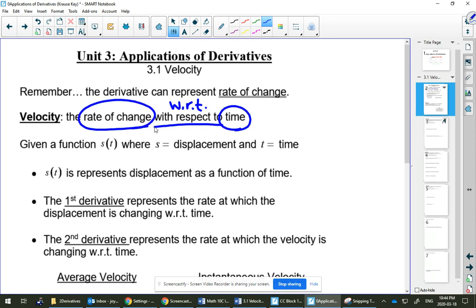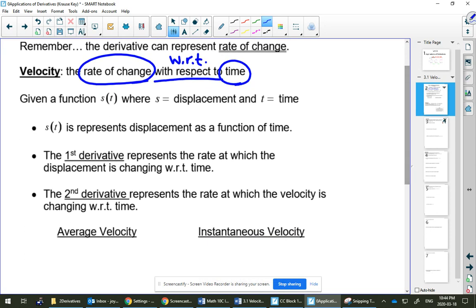If we were looking at a function, and the function was s of t, s could represent displacement, and t could represent time. Just a side note, displacement is the change in position from the original position, and distance is the total amount of space traveled. So you'll be looking at the difference between distance and displacement in this topic. So s of t represents displacement as a function of time.